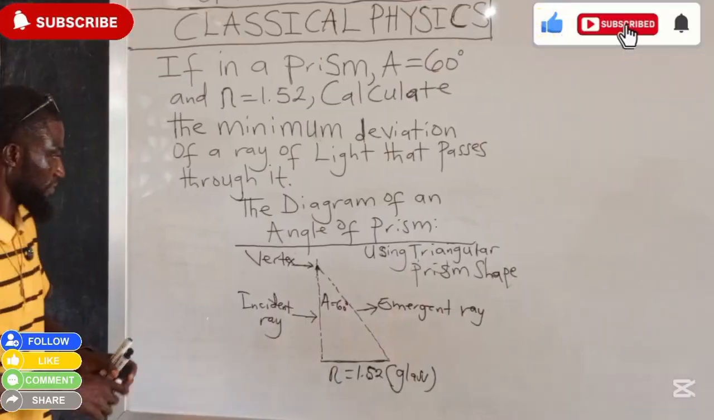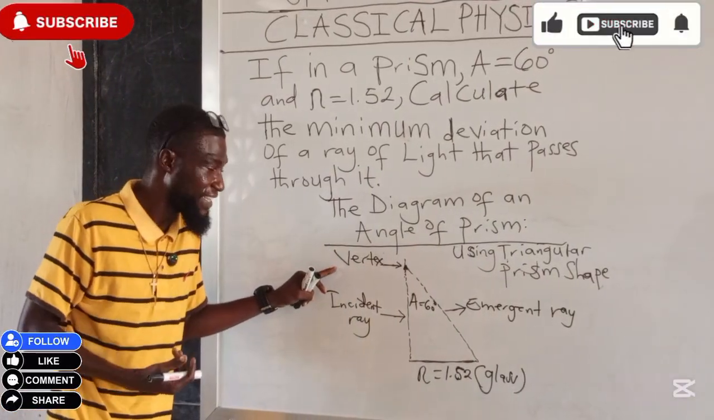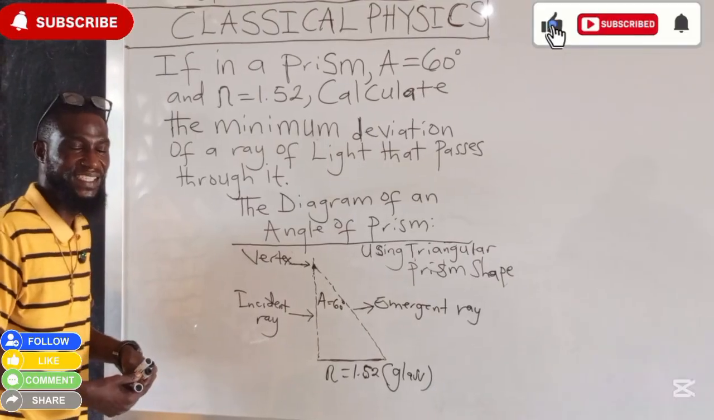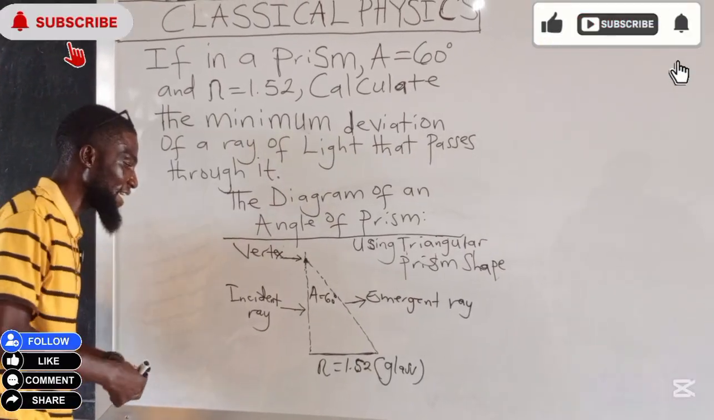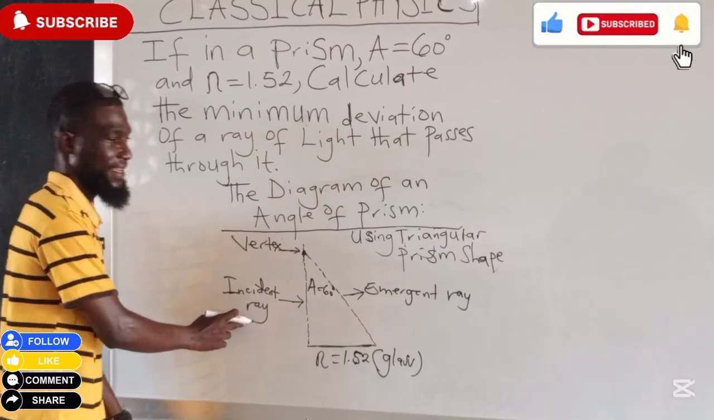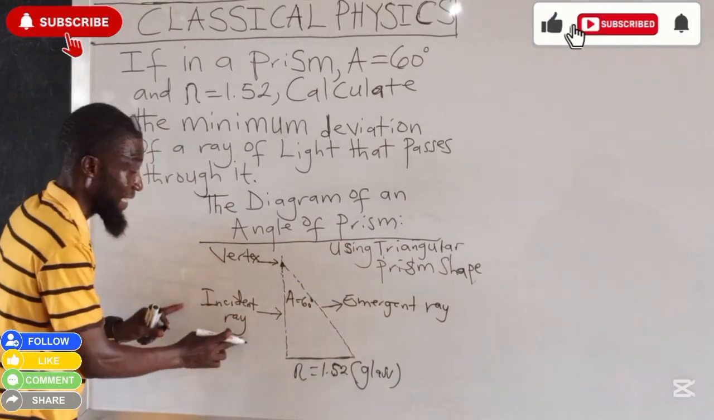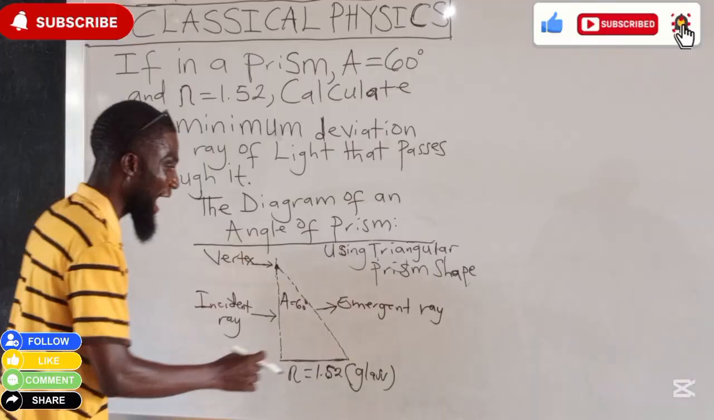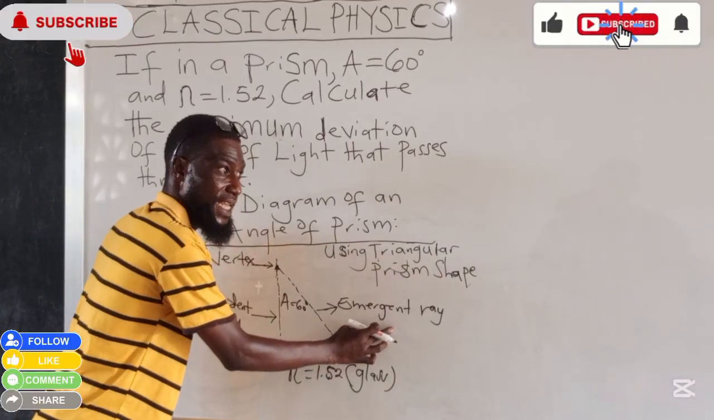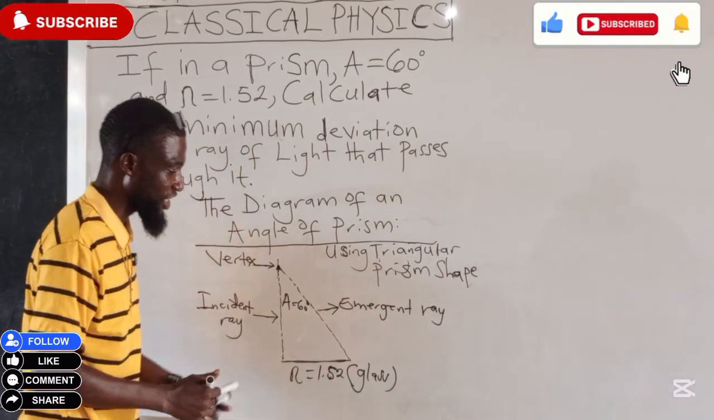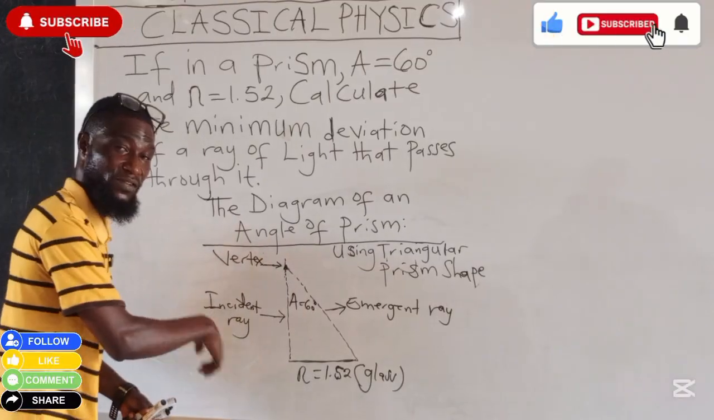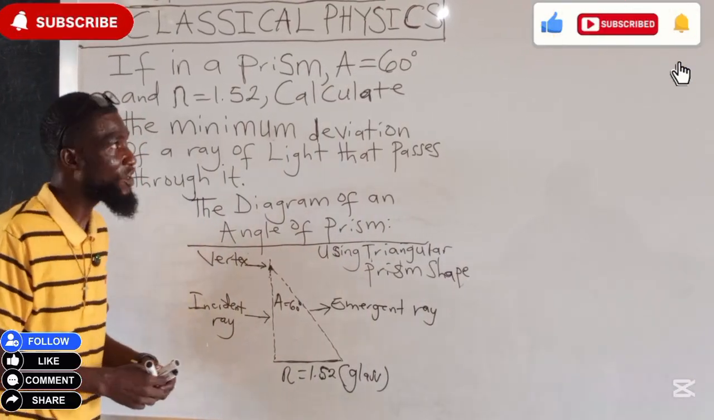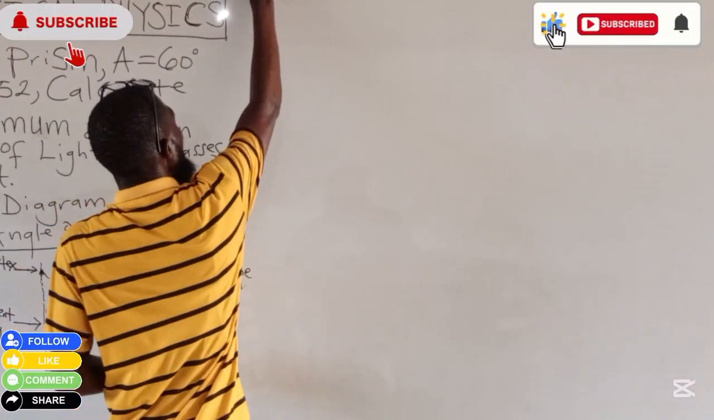Ladies and gentlemen, why do we say this is the vertex? This is the vertex because it is the top sharp point where the two faces meet. And these two faces are called the incident ray and the emergent ray. The incident ray is where light enters the prism, while the emergent ray is where the light leaves the prism. On this note, ladies and gentlemen, based on the information given on our diagram, we'll be using our problem to solve.